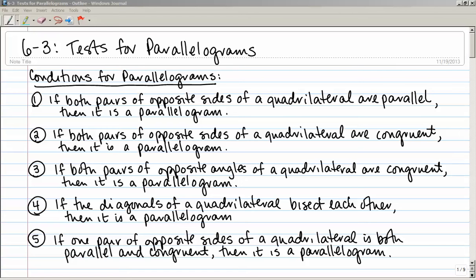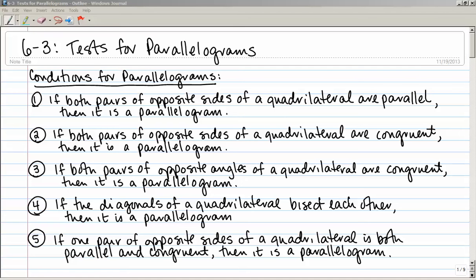So instead of assuming it's a parallelogram and then saying other things are true, we're going to say other things are true, therefore it is a parallelogram. So section 6.3 is basically the converse of section 6.2. So let's take a look at some of these theorems, or as the text calls them, conditions for parallelograms.